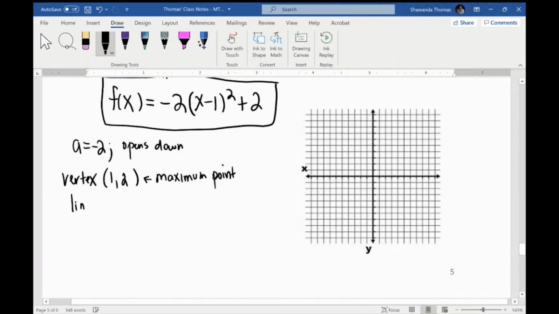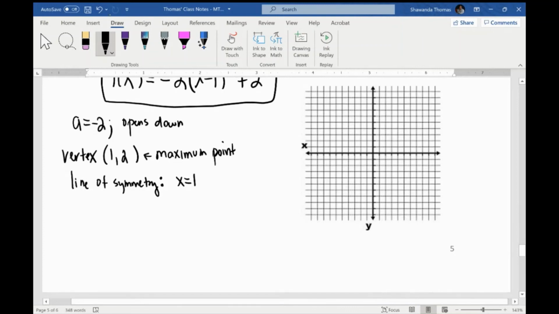Line of symmetry, or axis of symmetry, is x equals 1. Notice I'm changing it up because I may ask you for line of symmetry, I may ask you for axis of symmetry. It's the same thing. I want to make sure you know that, so I switch it up every once in a while.